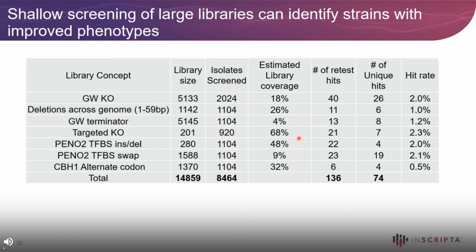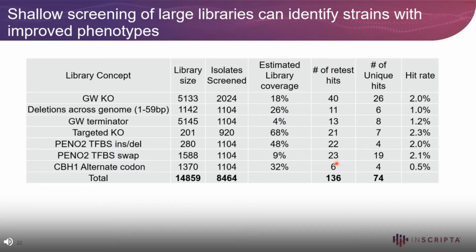So you can see some of these libraries, some of the larger ones, are screened at fairly shallow diversity, 4% to 18%, whereas some of the smaller libraries, like the targeted knockout library, you're screening a fair amount, 2/3 of the diversity that's contained within that library. I'm showing the number of retest hits.